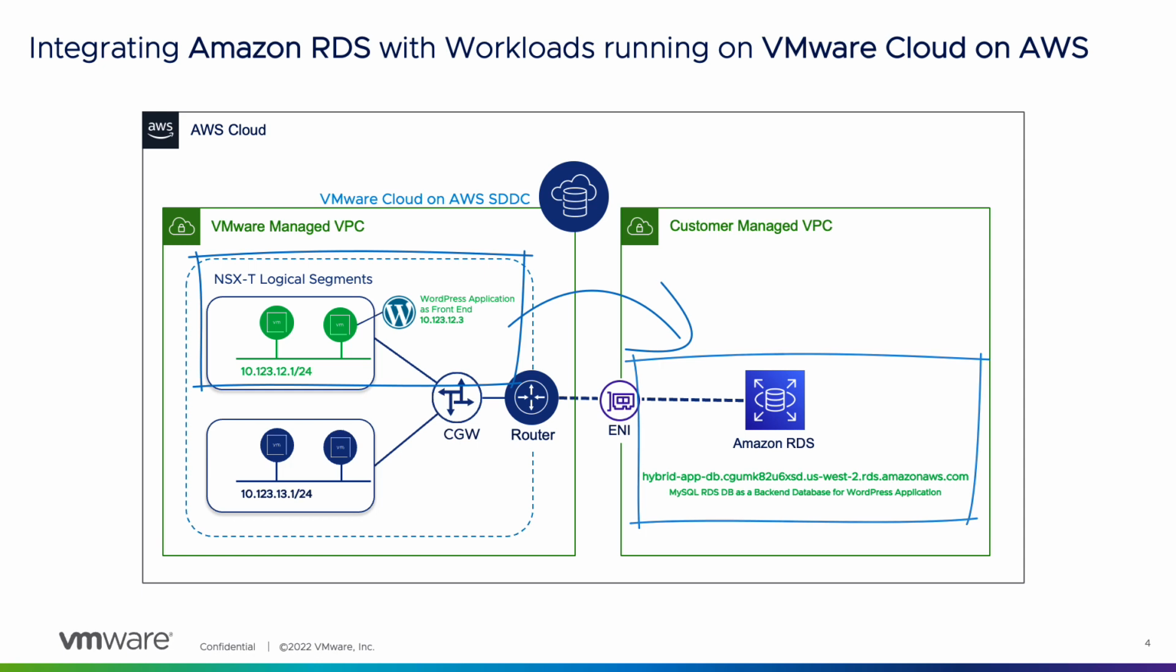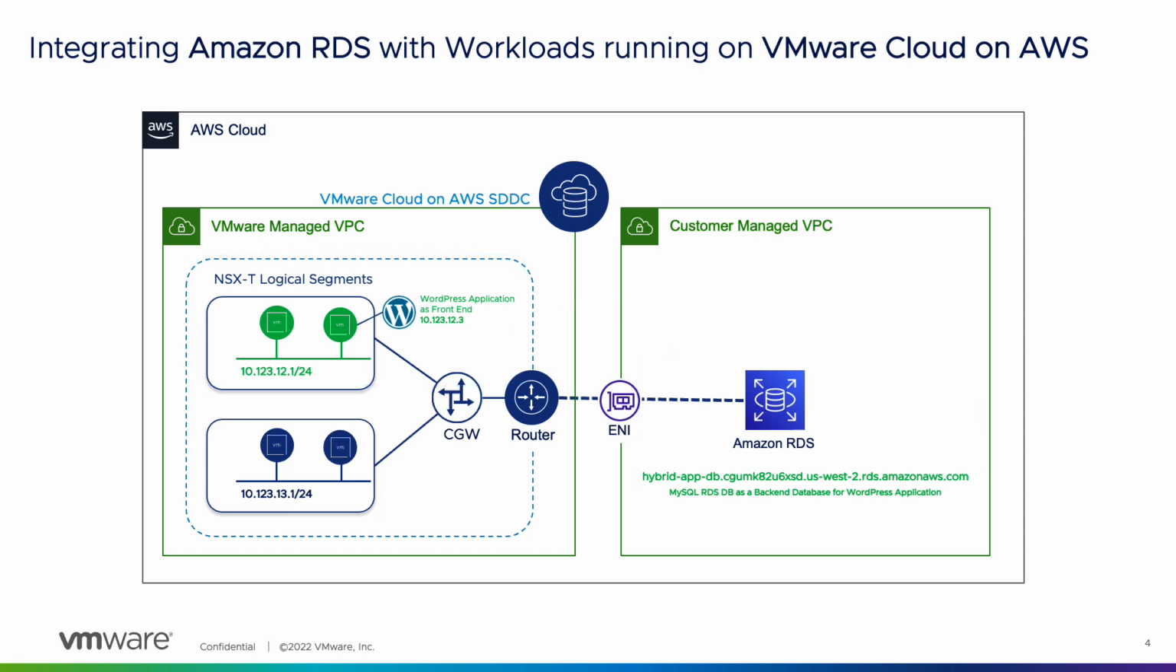Now, one important thing I want to mention here is about this ENI. How does the traffic flow between these two, VMC on AWS SDDC and the customer managed VPC, and RDS sitting in there? I showed you the firewall configuration, how the firewall has been configured on both ends. Now, let's have a quick look at this construct called ENI. The traffic here is being routed through the ENI. So when we create VMware Cloud on AWS SDDC, we also inject ENIs into the customer managed VPC. Let's have a quick look at that ENI construct very quickly.